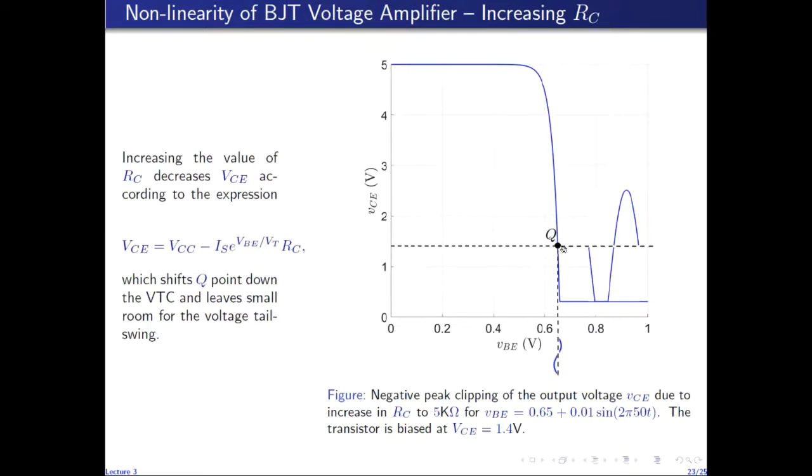So we say that increasing RC does not leave a lot of room for voltage tail swing. The negative part of the output voltage does not have enough room to swing fully to its peak value. It is clipped at about 0.3 volts or so.